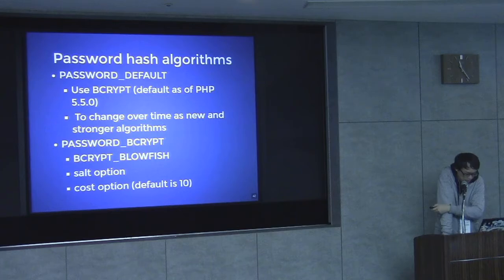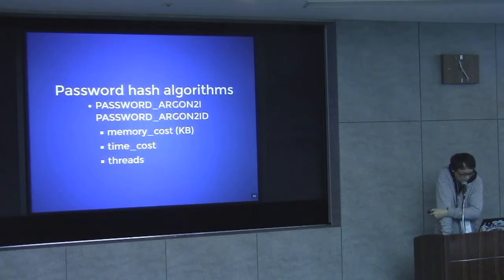use the following constants, and they can specify your password hash algorithm, such as password bcrypt, blowfish, and the salt option. You can specify your salt and specify your cost option, and the default is 10. The password hash algorithms are as follows. You can use password Argon2ID, and use the memory cost, time cost, and the threads during the password hash functions.